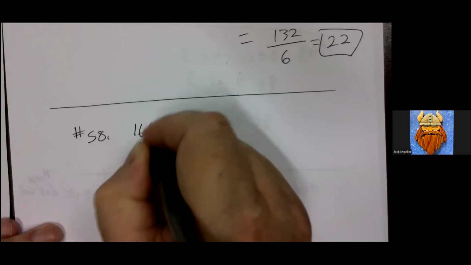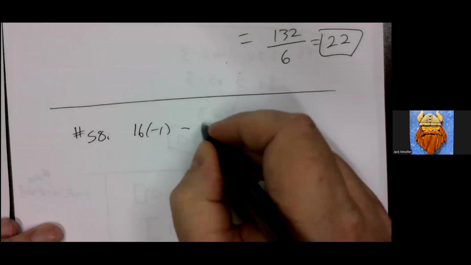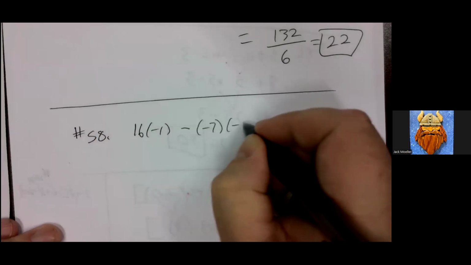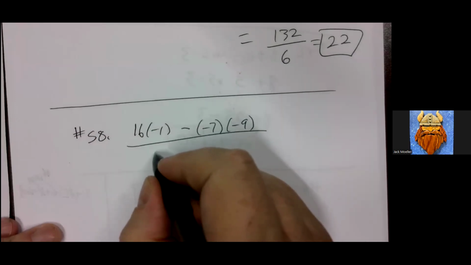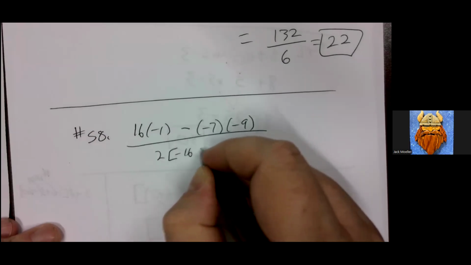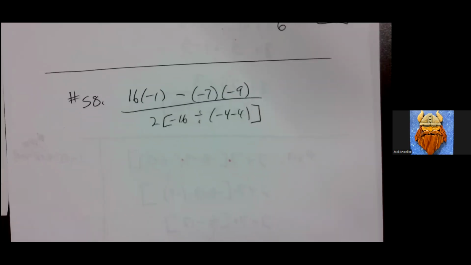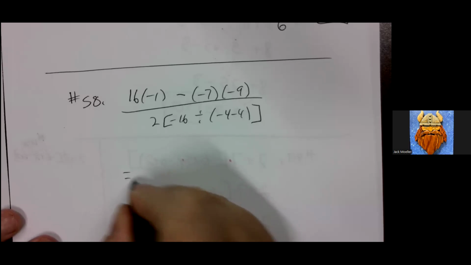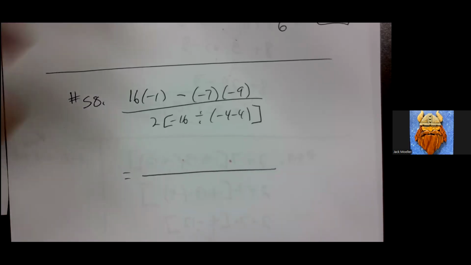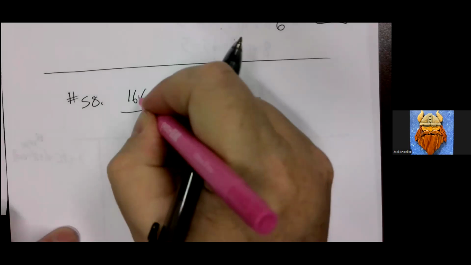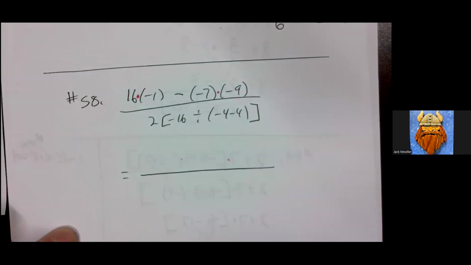So 58 is 16 times parentheses -1, minus parentheses -7 times parentheses -9, over 2 bracket -16 divided by -4 minus 4. Right. So the longer these order of operations problems are, the more it is, can you consistently pay attention to detail? So let's just start on the top. On the top, what do we have? We have a multiplication, a subtraction, and a multiplication.